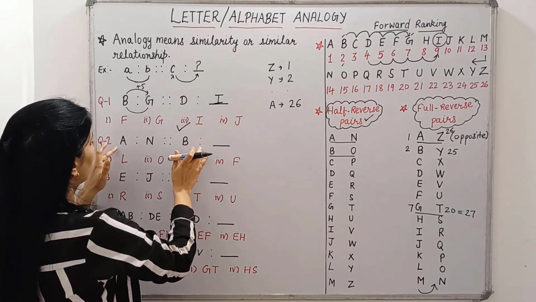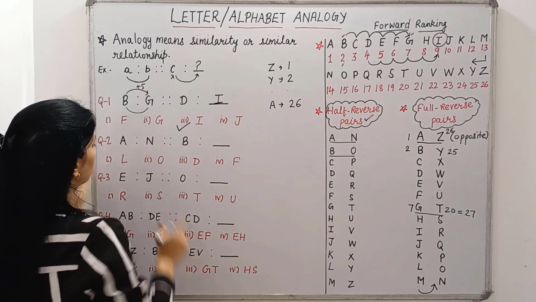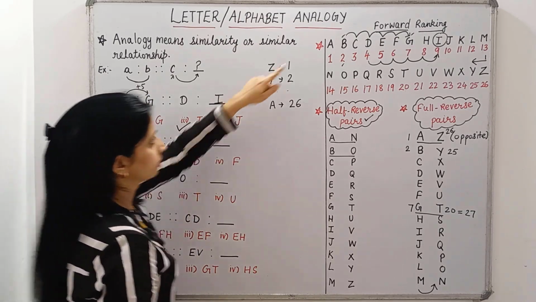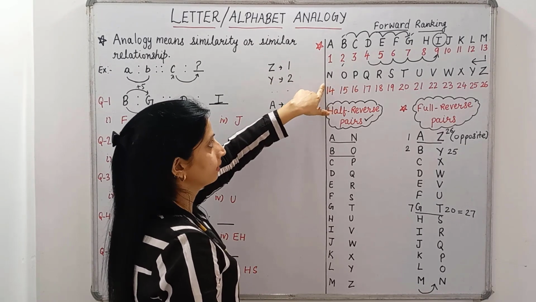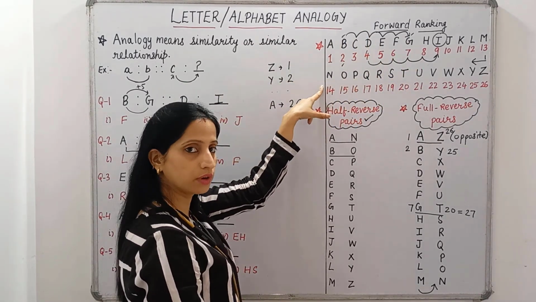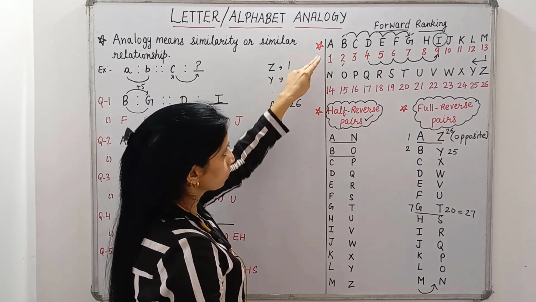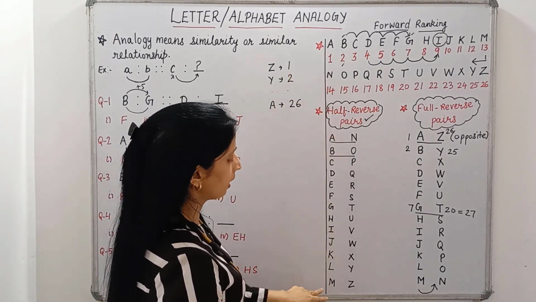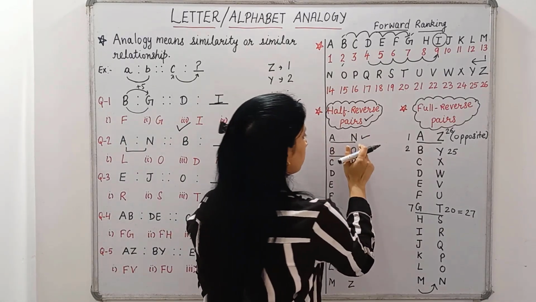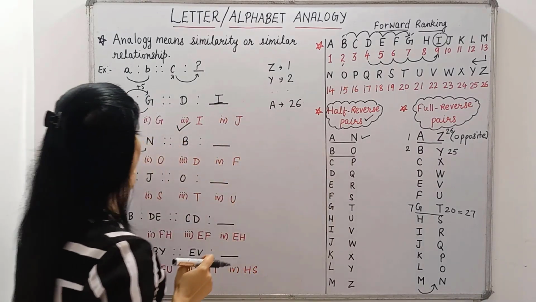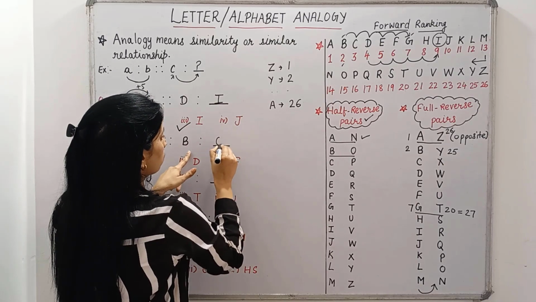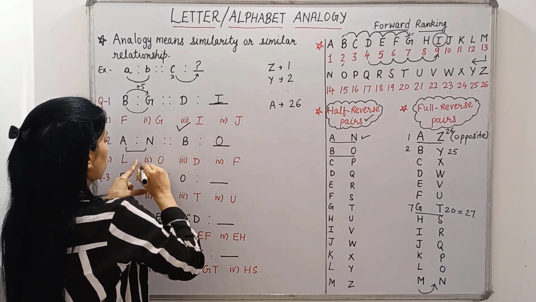Okay. Now look at the second question. A is to N. This is the first pair. B is to dash. So this is A and this is N. This means A, B, C, D, we are moving 13 letters forward. Okay. So instead of this, if we look here, these are half reverse pairs. In half reverse pairs, A, N is our first pair. A, N. So B, O. What will come? O. We will take O.